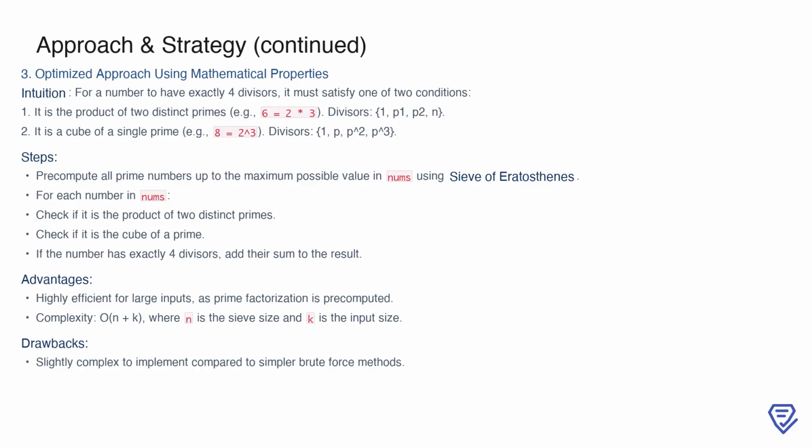Using this insight, we can pre-compute all prime numbers up to the largest possible value in the input using the sieve of Eratosthenes. Then, for each number in the array, we check if it satisfies one of these 2 conditions. If it does, we compute the sum of its divisors and include it in the result. This approach is highly efficient because the sieve allows us to perform prime factorization quickly. The overall complexity is O(n + k), where n is the size of the sieve and k is the size of the input array. While this method is the fastest, it is also more complex to implement compared to the brute force methods.